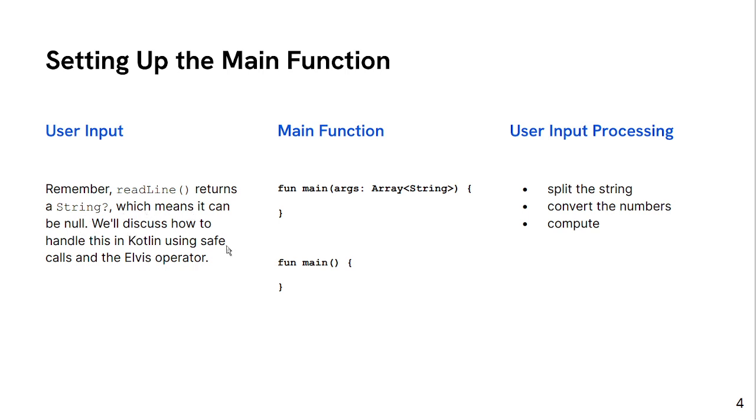Later in our sample code, I will show you how to handle this in Kotlin using safe calls and the Elvis operator. Then for user input processing, for the given string, we have three tokens, so we need to parse the tokens. Since they are quite separated, we can use the split method to split a string. Then we will also learn how to convert the string to numbers and then do the calculation.